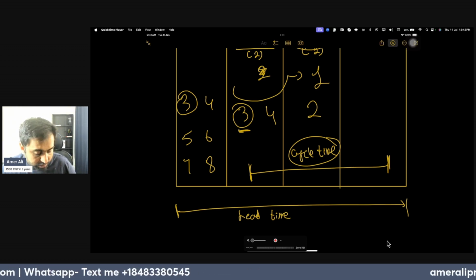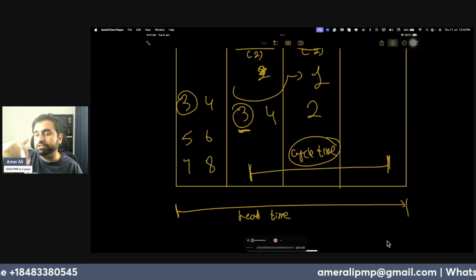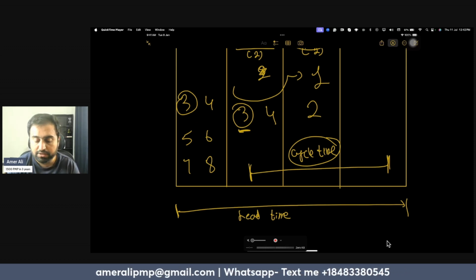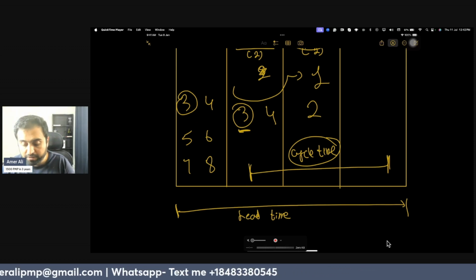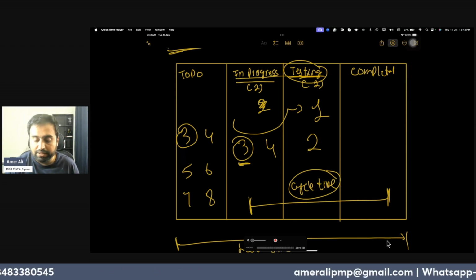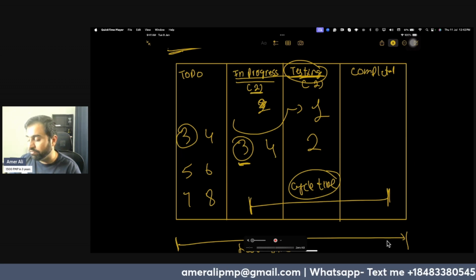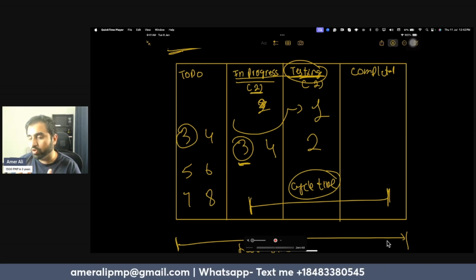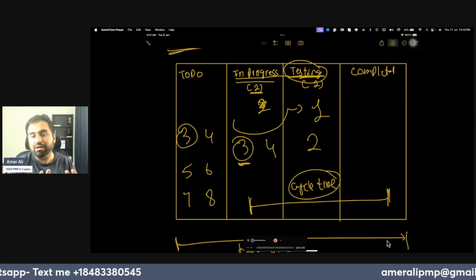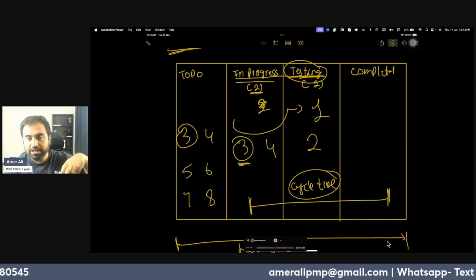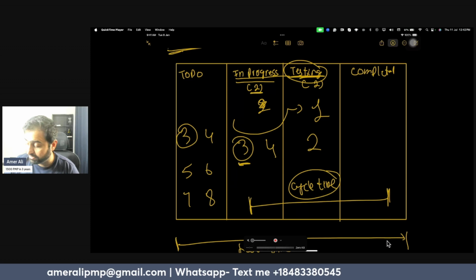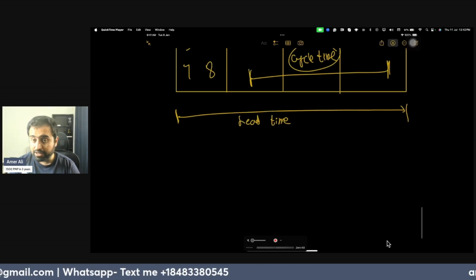Is this velocity? No, velocity will have a different chart. Velocity is basically how much work you are doing in one sprint. Here we are not measuring a sprint. Velocity is the number of user stories you are completing. Here we are saying how many user stories we will work on at one time. Like let's say there are 4 team members, 2 are working on progress building and 2 are on testing. This is your Kanban board.